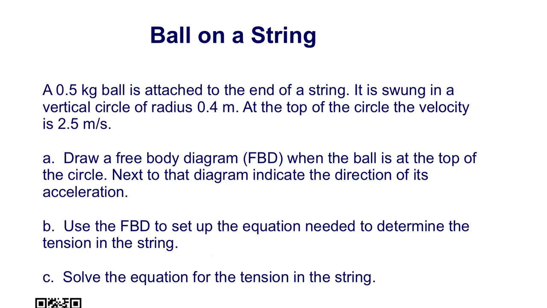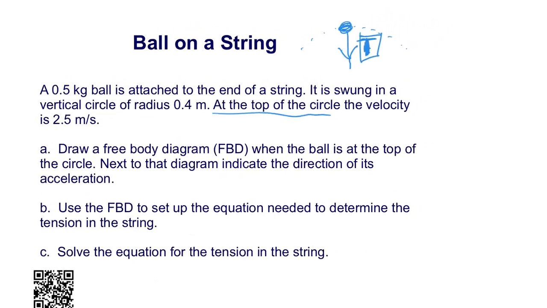Okay, so we're talking about a ball and a string at the top of the circle. Now there's no normal force if you're a ball on a string. Instead of normal force, there is tension. There's tension in the string pulling it back so it doesn't go off on a tangent. Draw a free body diagram.